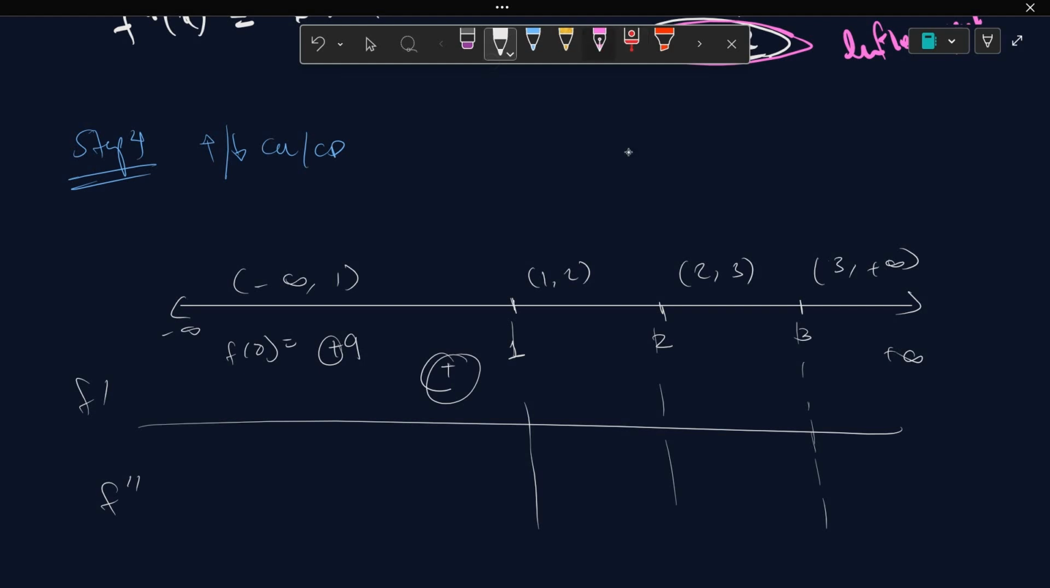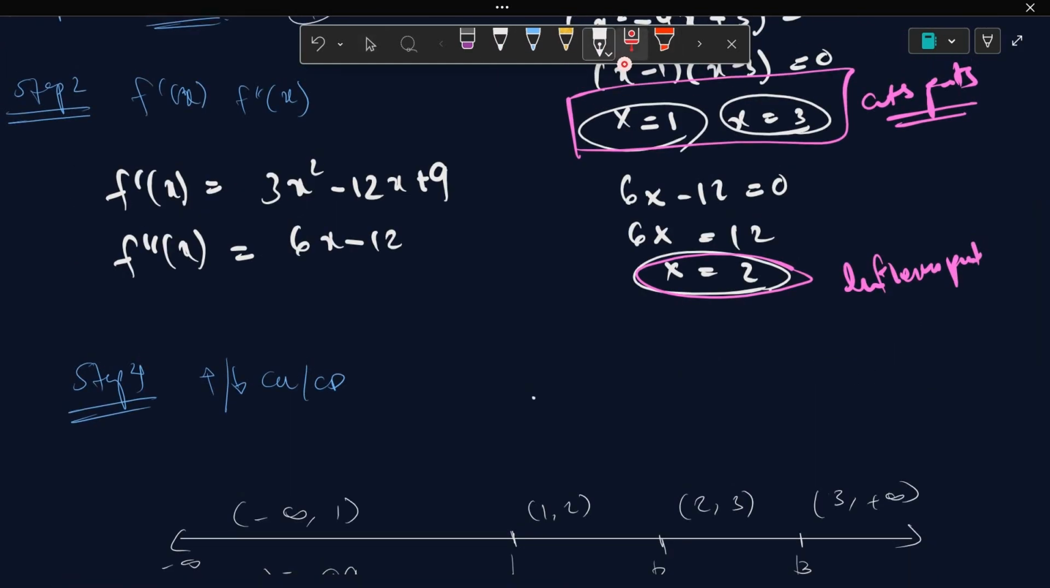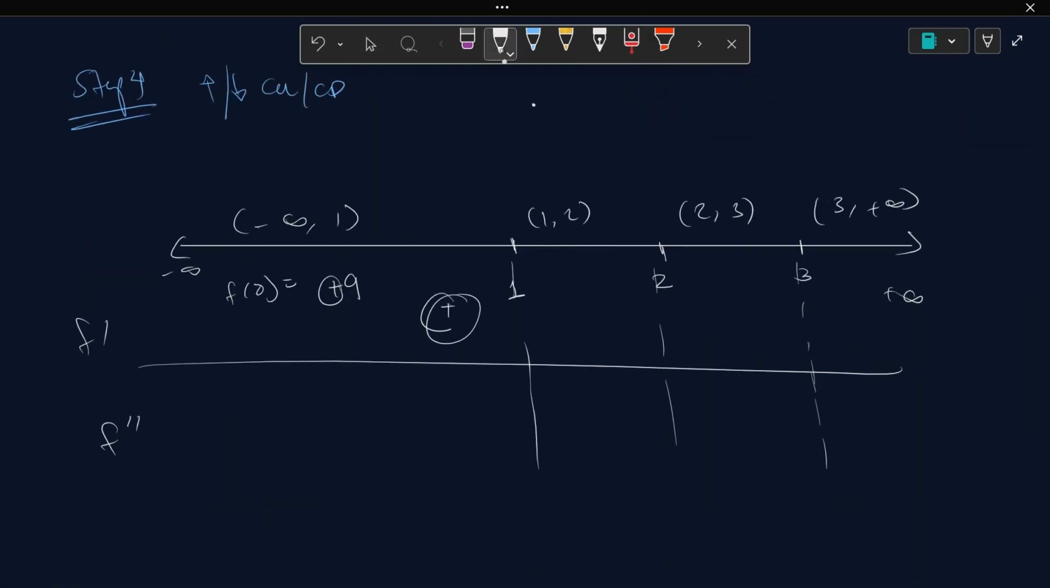Okay, and what about f prime prime? Similarly, I'm going to choose any value from this interval. Let's choose the same value, 0, because it belongs to the same interval. For the second derivative, plugging in 0 inside this equation, I get a negative 12. I just look at the sign: it's negative.